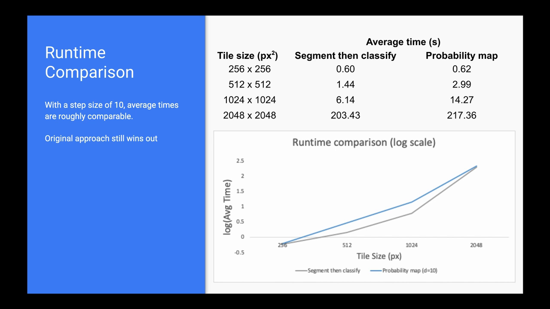So what we have here is a plot of the running time versus the tile size. As the tile size increases, the running time obviously increases as well. And we're using a step size of 10 as a decimation factor for our probability map. As you can see from the data here, the results are pretty comparable to our old approach. The probability map approach is a little bit slower, but not significantly slow. But overall, the approach of segmenting and then classifying does win out.